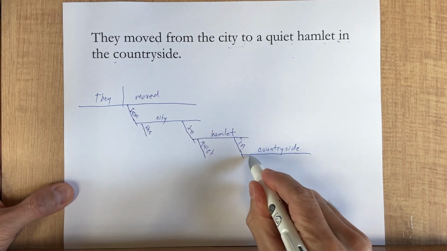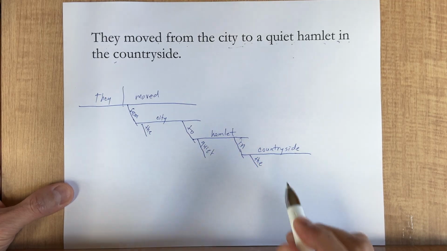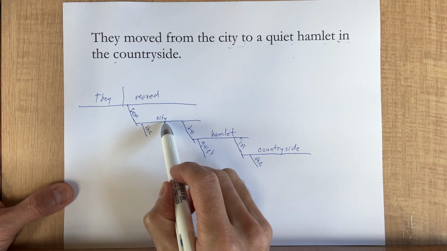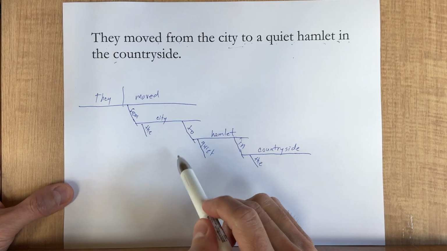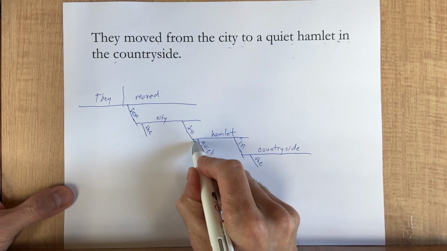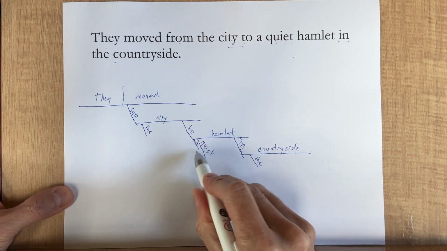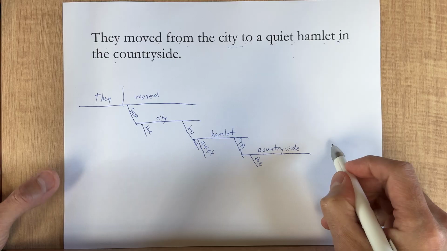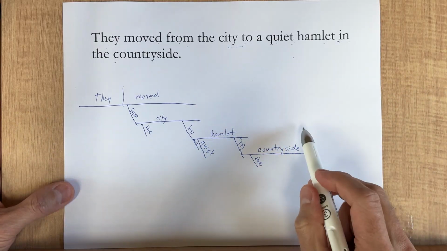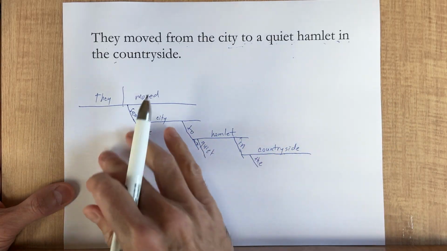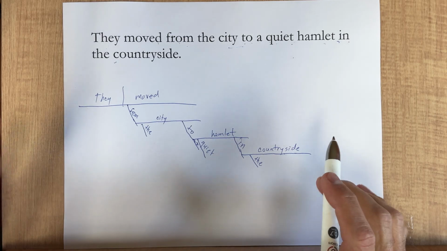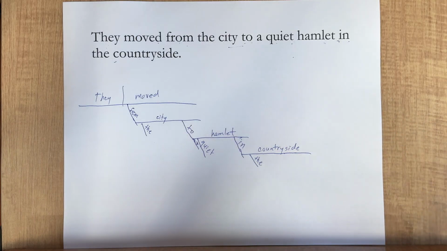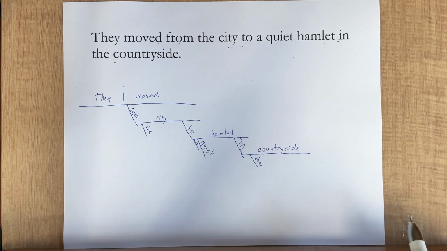So we put the down here. There you go. They moved from the city to, oh, I didn't put a down here, sorry. A would be here. A quiet hamlet in the countryside. And that's how you would diagram this particular sentence. As you can see, this can get really complicated, but it still allows you to break down all of these elements so you understand how this sentence was composed.